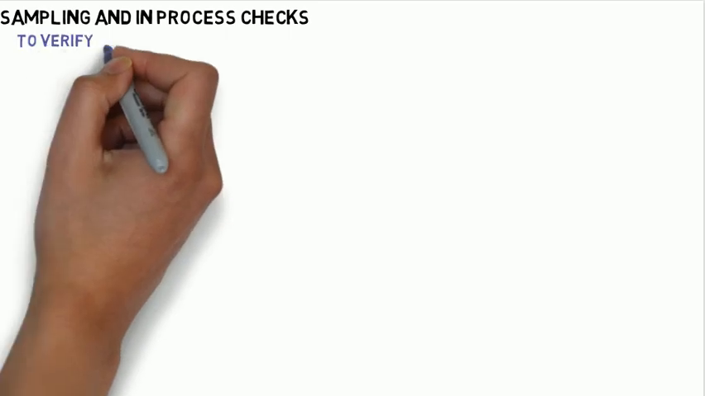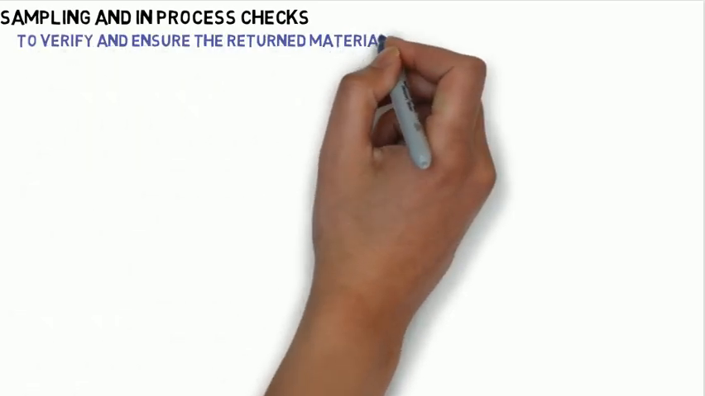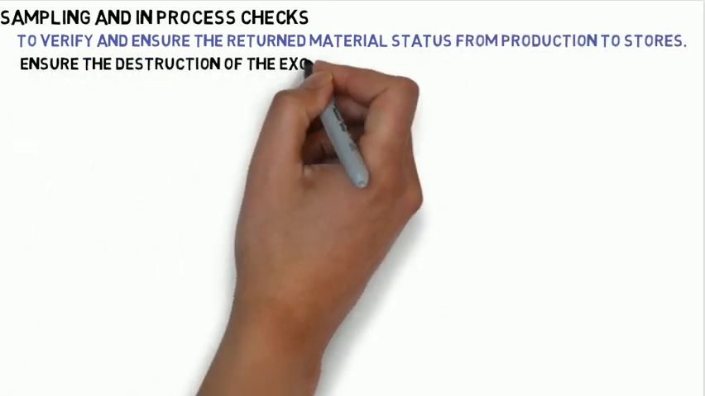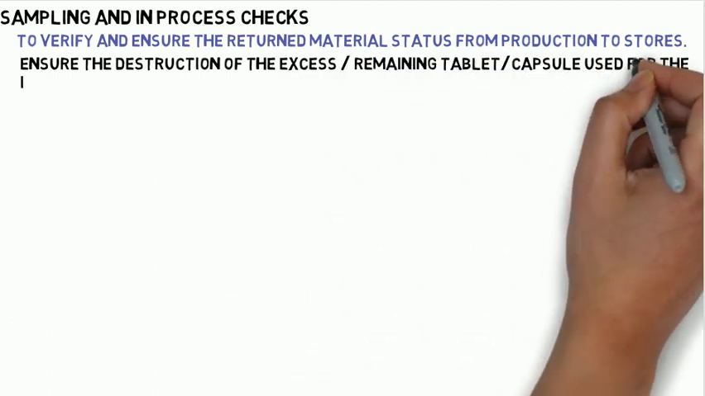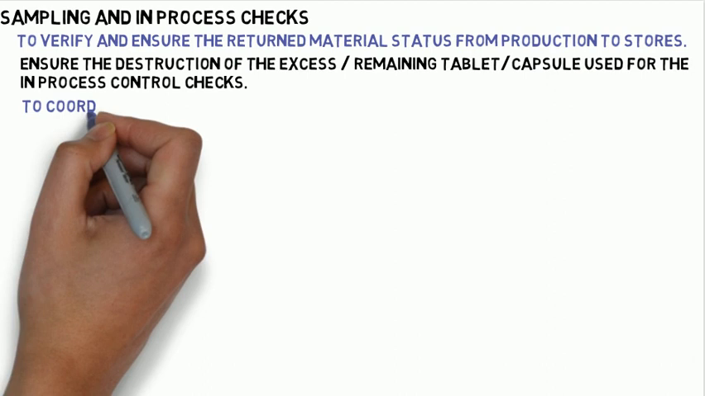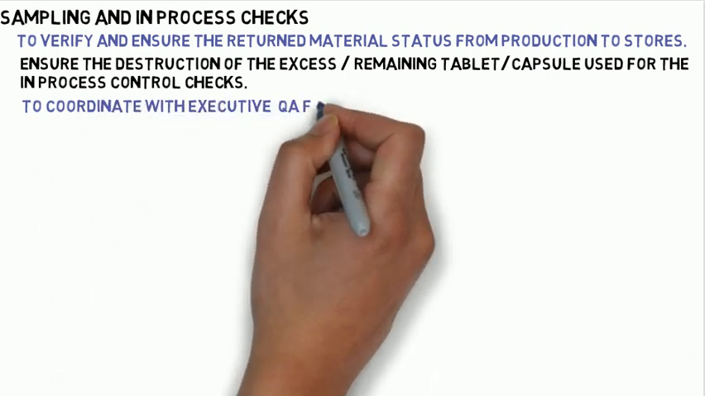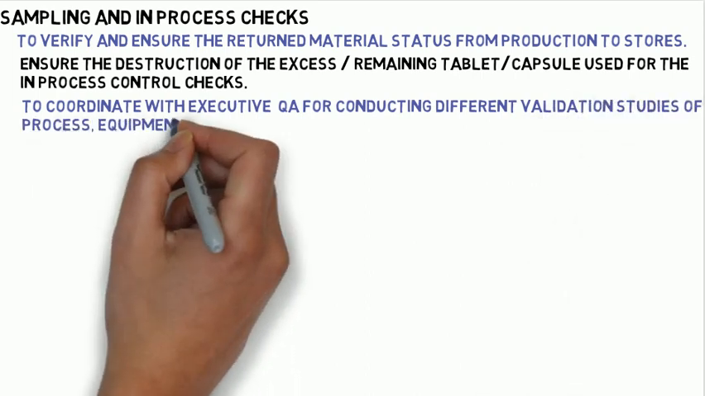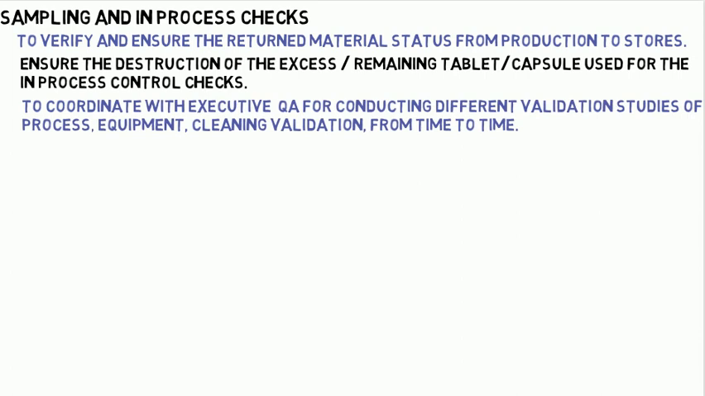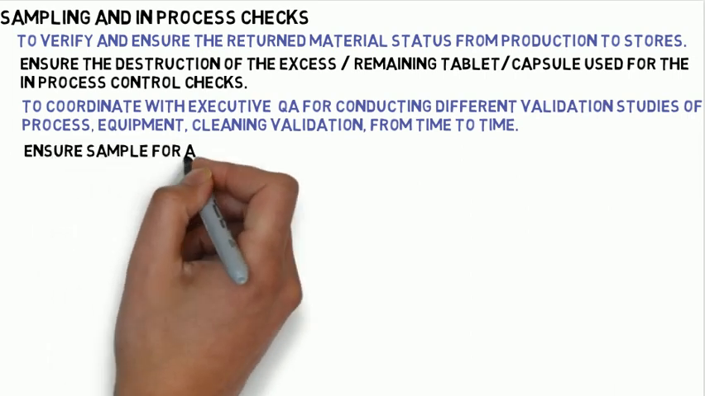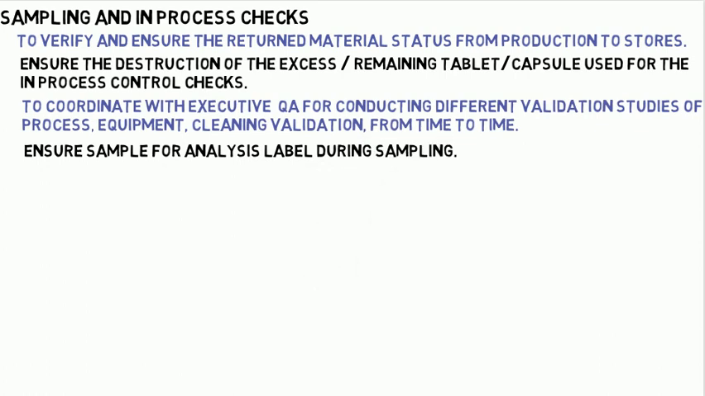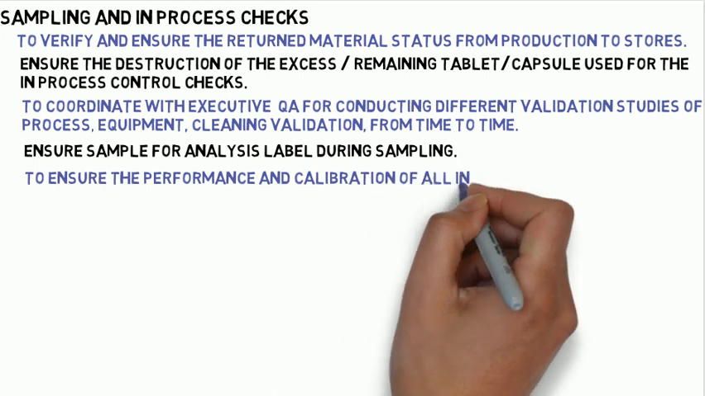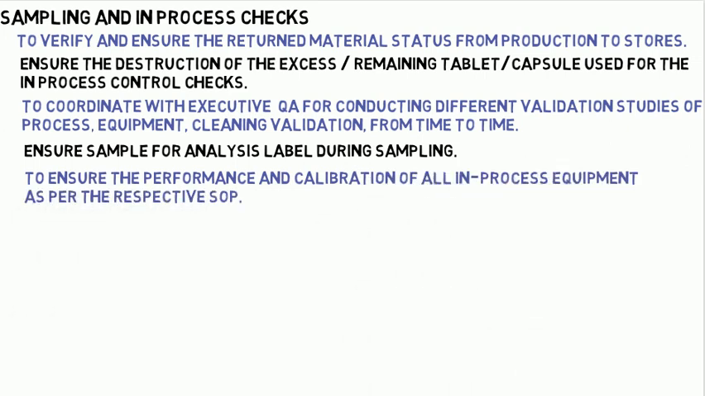Step 11. Ensure the destruction of the excess or remaining tablets or capsules used for the in-process control checks. Step 12. To coordinate with executive, quality assurance for conducting different validation studies of process, equipment, cleaning validation, from time to time. Step 13. Ensure sample for analysis label during sampling. Step 14. To ensure the performance and calibration of all in-process equipment as per the respective SOP. Step 15. To coordinate the activity between quality assurance, QC and production.